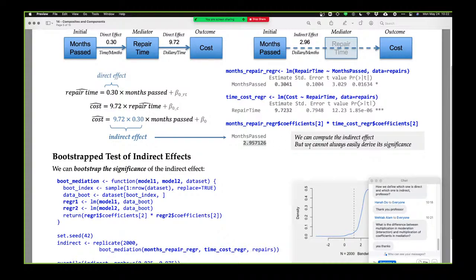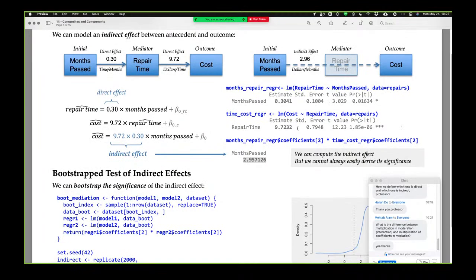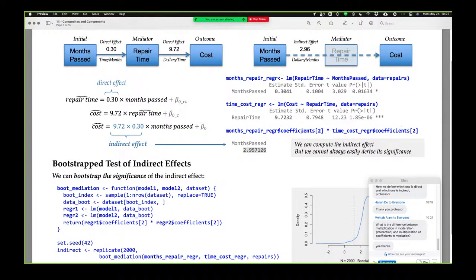It can be very hard to define what its standard error is, right? So we got this coefficient now, 2.95, okay? But the problem with this coefficient is that we cannot easily tell if 2.95 is just unique to our data set and our sample.